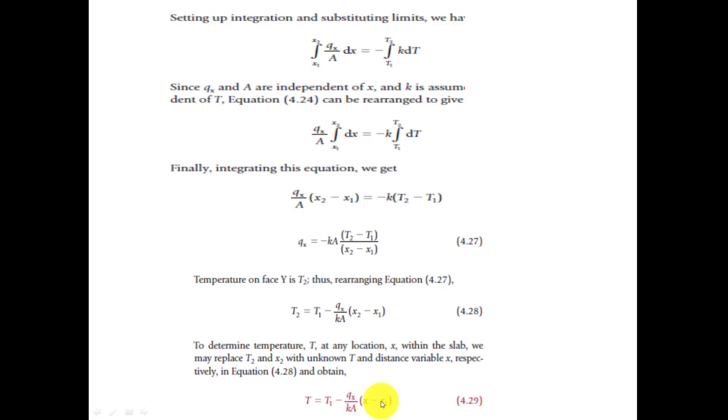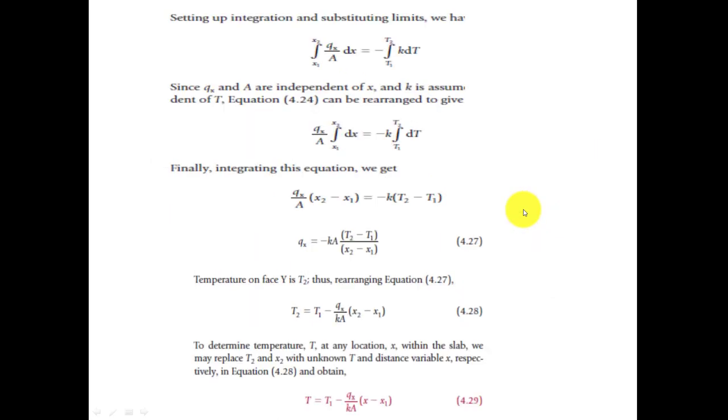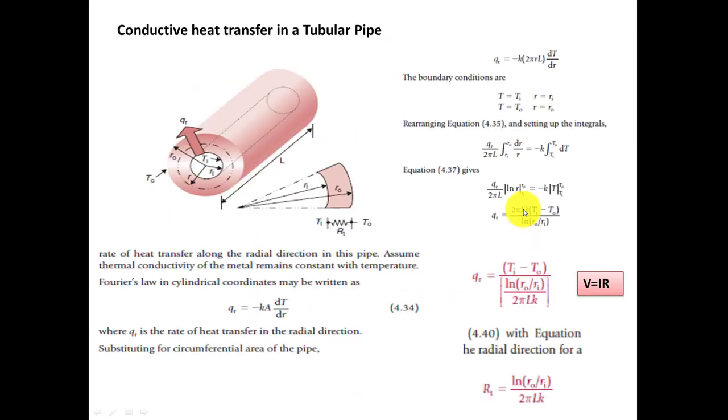What does it mean? Basically, we have solved it for T2, and now by these equations, if we know the value of T1, then we can find out what the temperature will be here, here, and here. That temperature will be represented by T, and this distance will be represented by x. Understand? So the next part is conductive heat transfer through a tubular pipe.